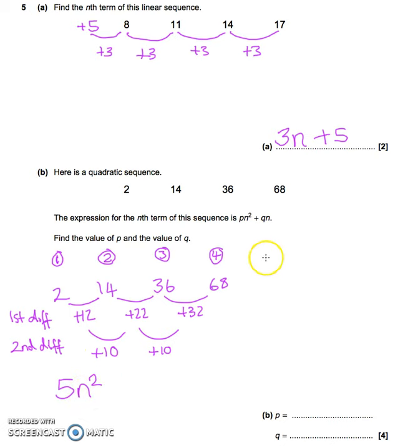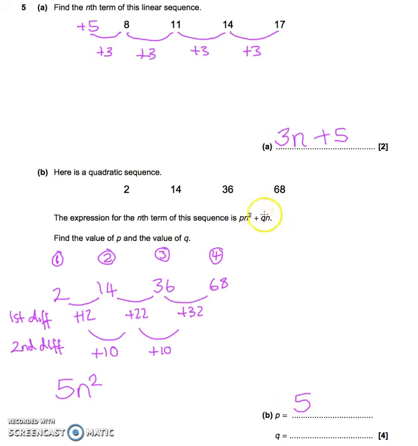Now, again, if we were to put 5 in and find out what the fifth term of this sequence is, we do 5 squared, which is 25, and times that by 5. Now, that wouldn't work for our sequence. So we need to think about what's going to go on the end of this rule. And there's a clue in the question itself. We've got pn squared plus qn. Now that might seem a bit confusing, but the 5 is represented by the p. They are the same thing. So we're going to put p is equal to 5. We found that already. That's going to get us a couple of marks.